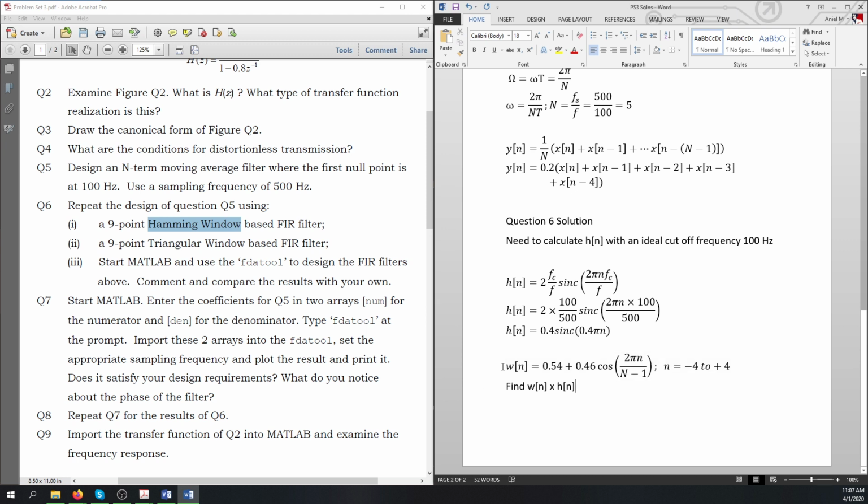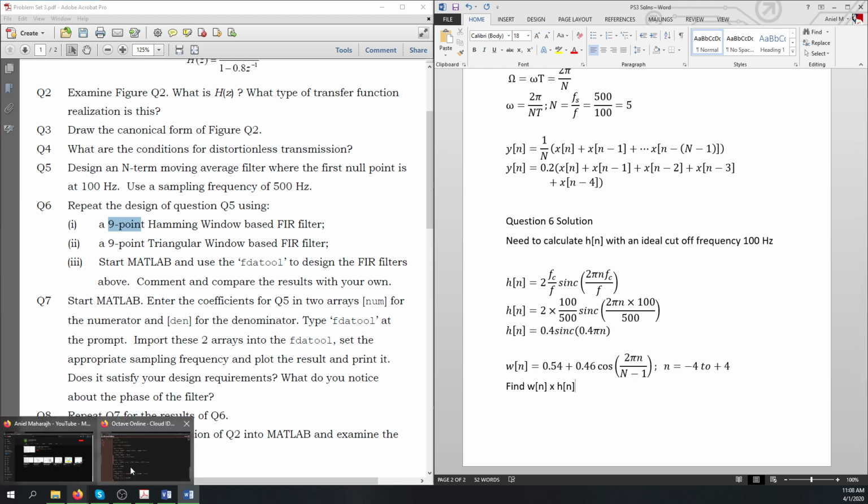Right, so you have the Hamming equation here, which is w of n equal to 0.54 plus 0.46 cosine of 2 pi n divided by N minus 1, where this capital N here is the number of points. The number of points here was 9, so this capital N here will be 9. And in order to incorporate these 9 points, and it needs to be symmetrical, n here needs to go from negative 4 to positive 4. Once we have our h of n equation here, and our w of n equation here, with our common n range, we can then set this up to get the vector values for h of n and w of n accordingly.